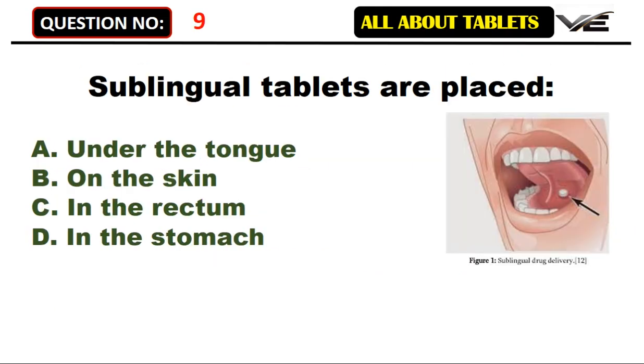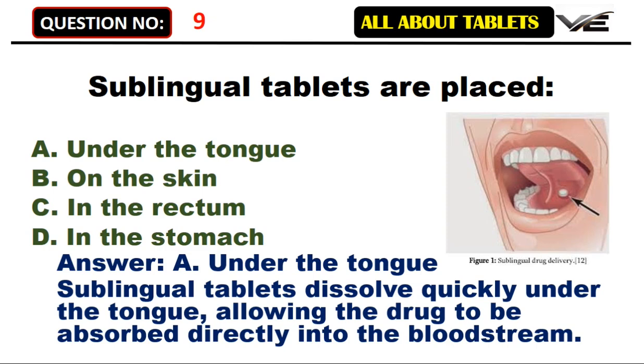Sublingual tablets are placed: A. Under the tongue. B. On the skin. C. In the rectum. D. In the stomach. Answer. A. Under the tongue. Sublingual tablets dissolve quickly under the tongue, allowing the drug to be absorbed directly into the bloodstream.